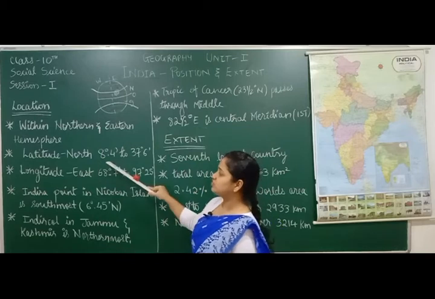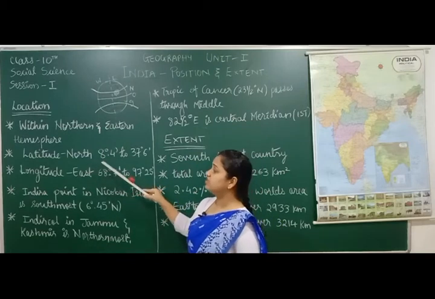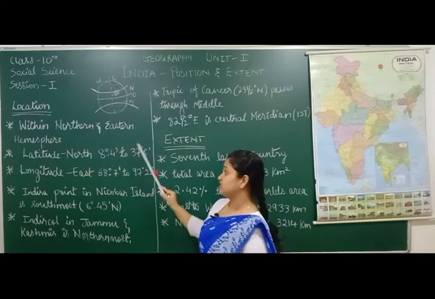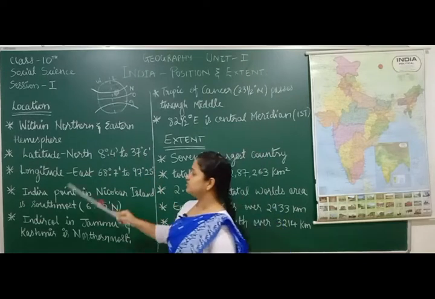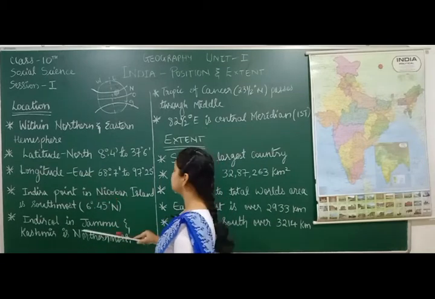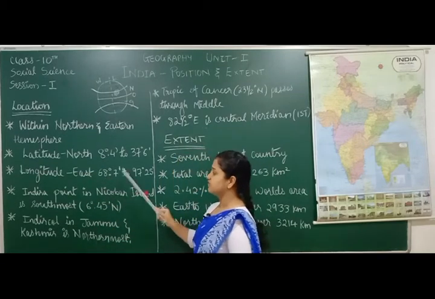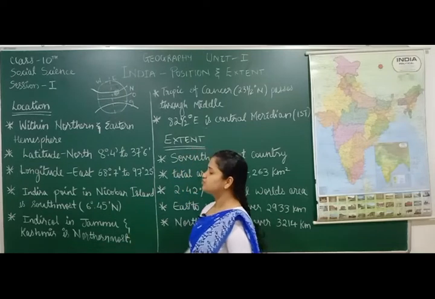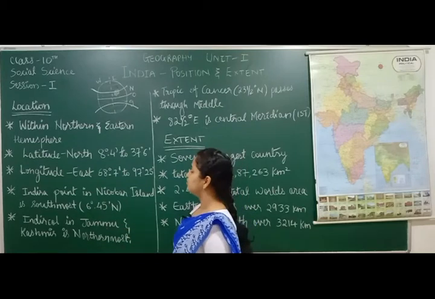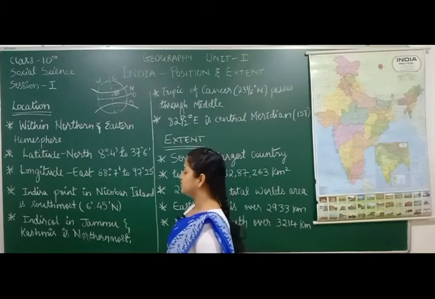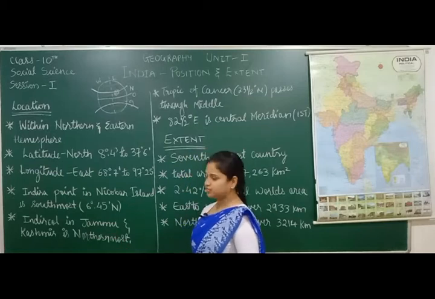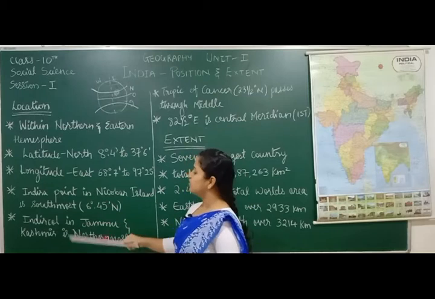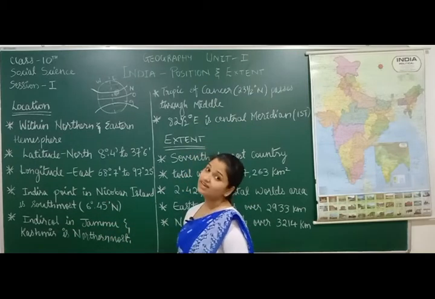Please remember these two by heart. Latitudinal lines are north 8 degrees 4 minutes to 37 degrees 6 minutes. Longitudinal lines are towards the east, and that is 68 degrees 7 minutes to 97 degrees 25 minutes. Also, the southernmost point you have to remember is Indira Point in Nicobar Island. Then the northernmost point is Indira Col in Jammu and Kashmir.